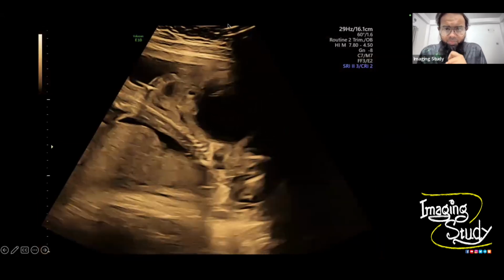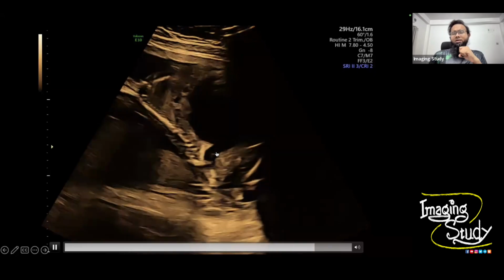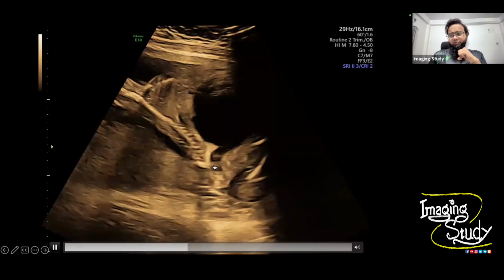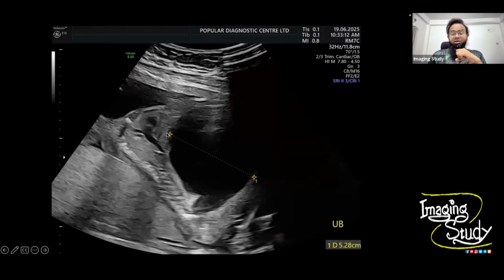So we'll show you. This is the urinary bladder, and you can see the keyhole appearance of the posterior urethral valve. Okay, so this is the diameter, and this is the length of the urinary bladder. You have to measure the largest diameter, and it is around 5.2 centimeter.